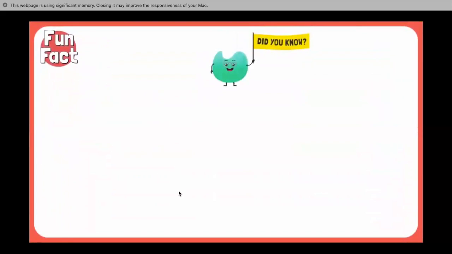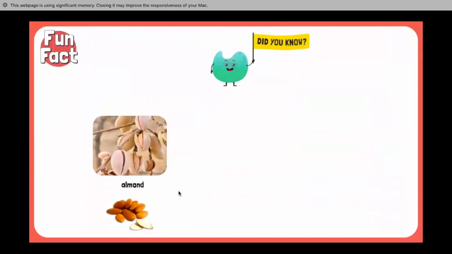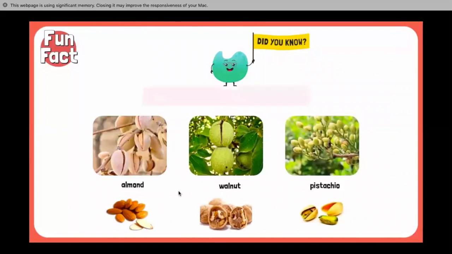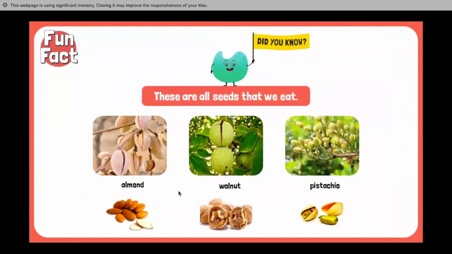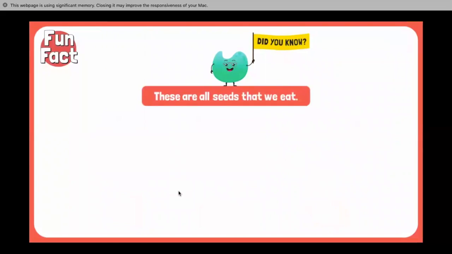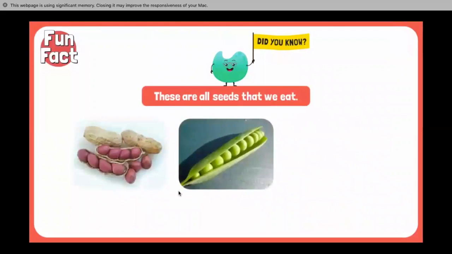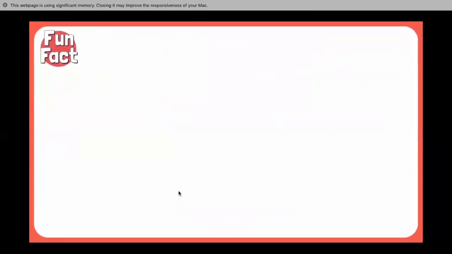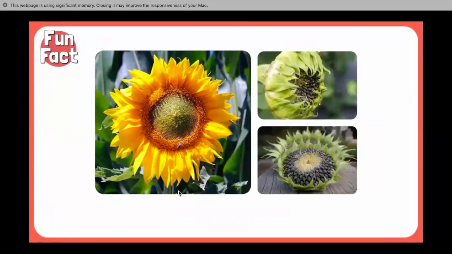Did you know that almonds, walnuts, and pistachios are seeds? This is why they have a thick, dry, and tough seed coat. Likewise, peanuts, peas, and beans are edible seeds enclosed in pods. Almost all flowering plants produce fruits, but not all their fruits are edible, such as the fruit of a sunflower.